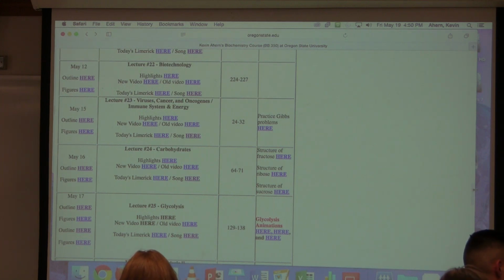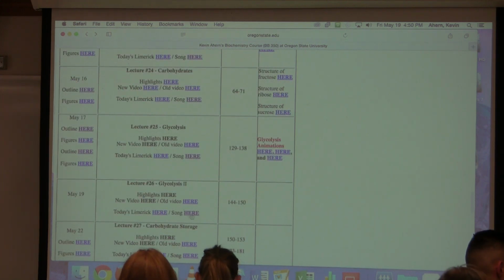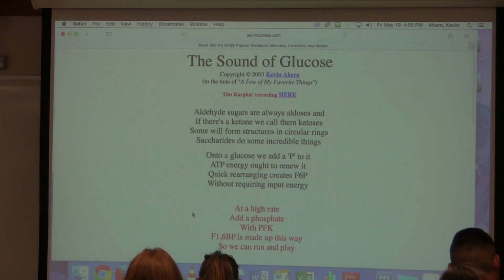Today's song is a very fun song. It's called the sound of glucose.